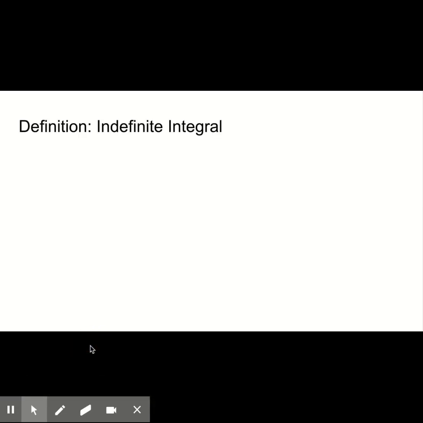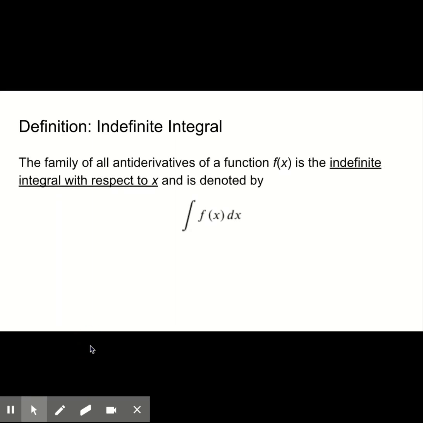We saw last week when we learned about the fundamental theorem of integral calculus that we can compute definite integrals by using antiderivatives. When we want to talk about antiderivatives separately for their use in computing definite integrals, we can use a similar notation and language. The family of all antiderivatives of a function f of x is the indefinite integral with respect to x and is denoted by the integral of f of x dx.